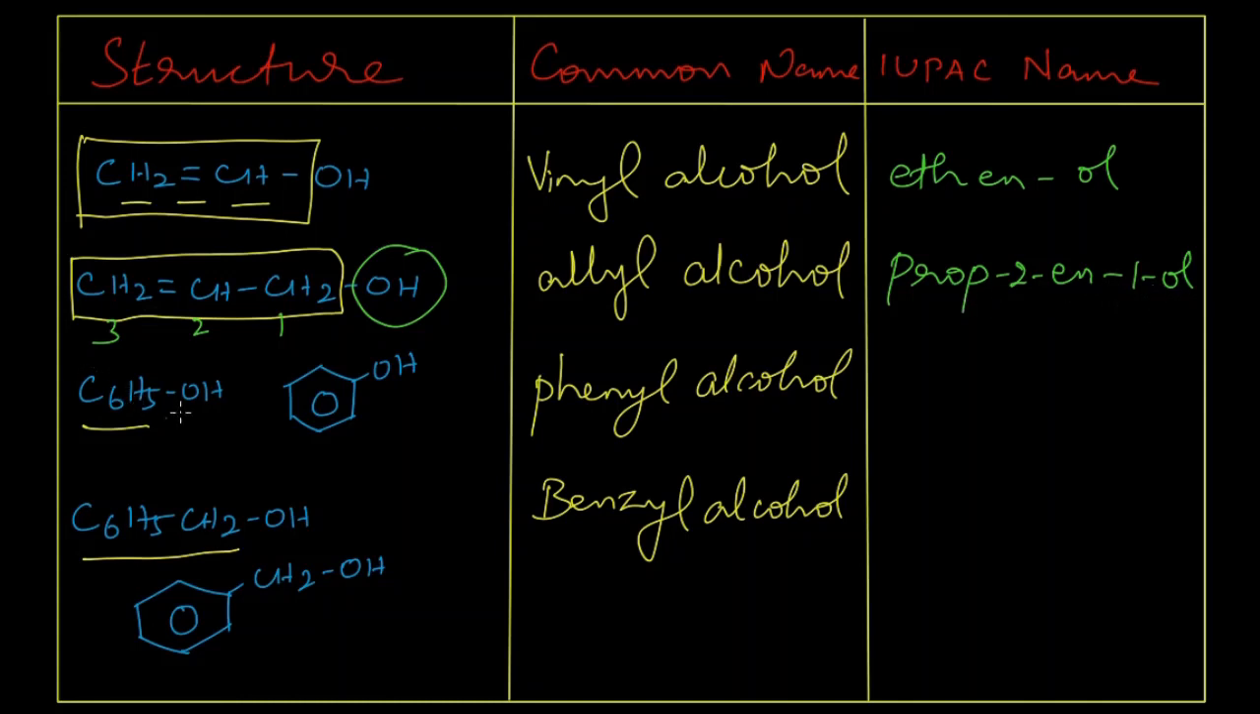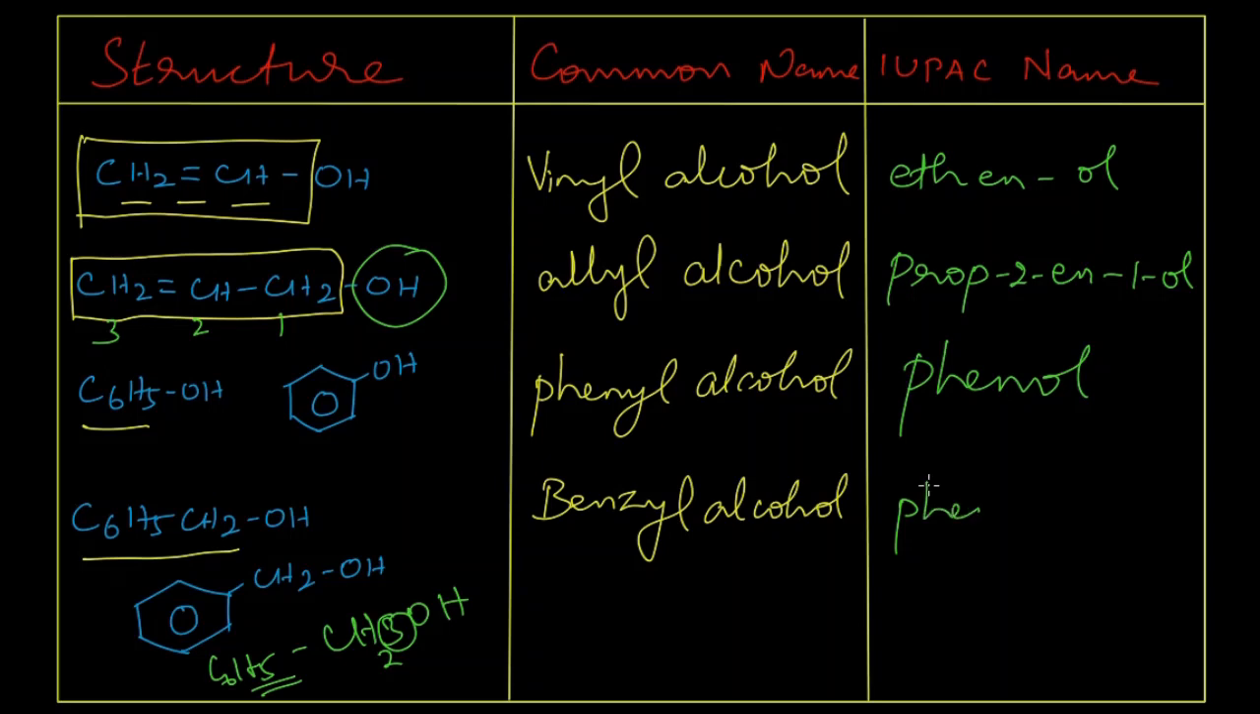Okay. Now for this compound, phenyl alcohol, the IUPAC name is phenol. And here this is methanol. CH3OH is methanol. Instead of one hydrogen, here C6H5 is attached. The name of this group is phenyl, C6H5. So phenylmethanol. The IUPAC name of this compound is phenylmethanol.